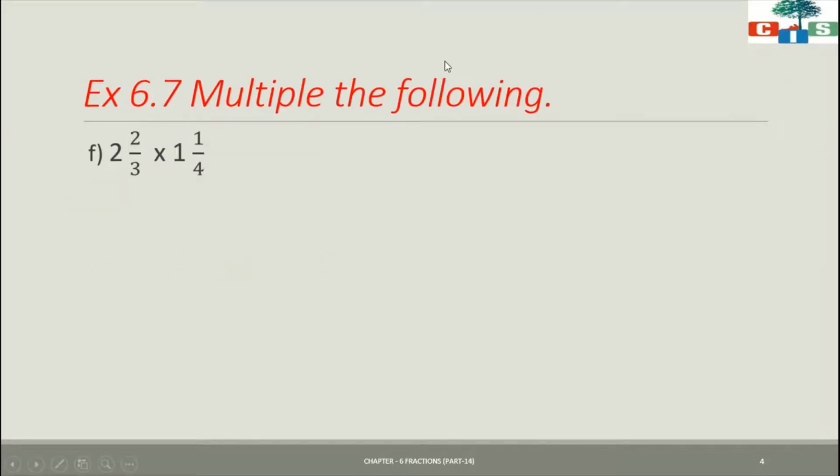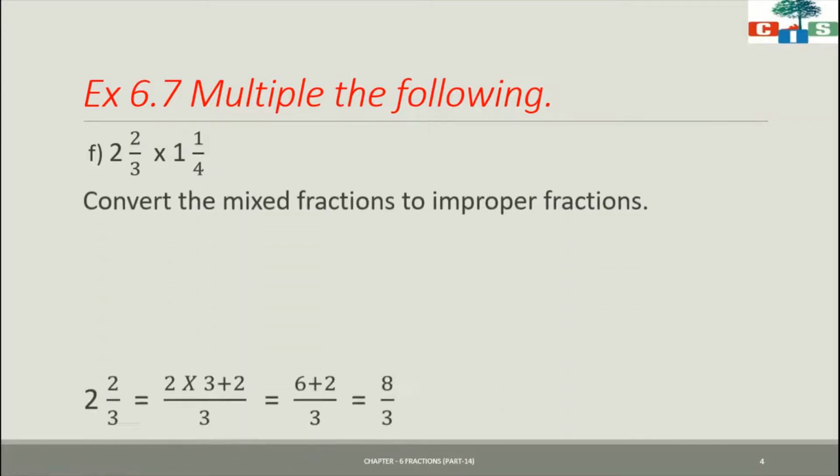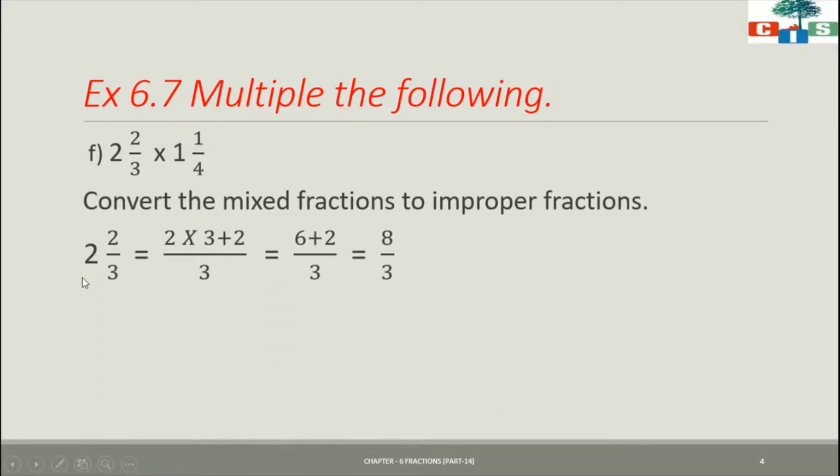So scholars, now we will see sum number F of question number 2, that is 2 2/3 multiplied by 1 1/4. Again, we have to follow the same steps as we have done. We have to convert this mixed fraction to an improper fraction. So how to do that? We have to multiply the whole number with the denominator and then add the numerator.